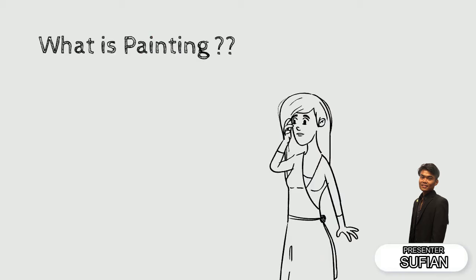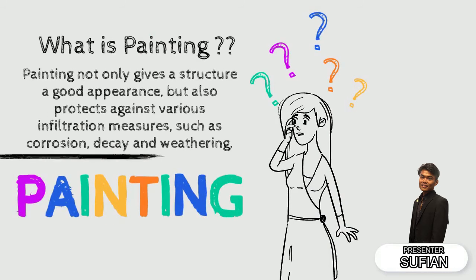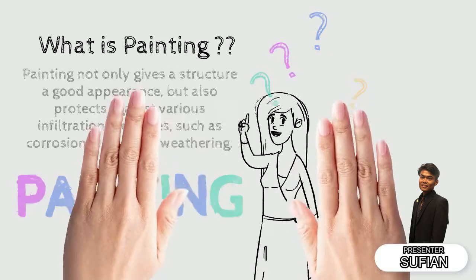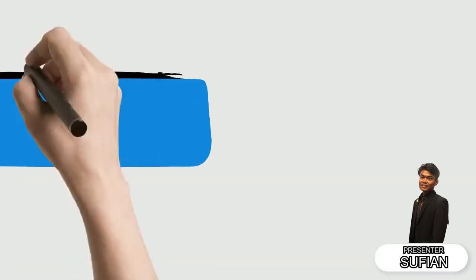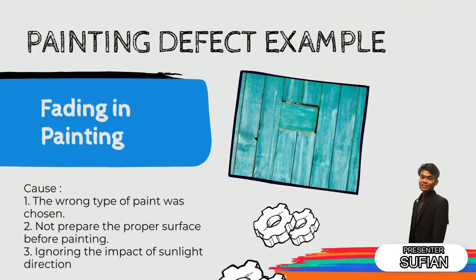Next is painting. Painting is not only to give a structure a good appearance but also to protect against various infiltration measures such as corrosion, decay and weathering. Fading in painting is an example of painting defect.